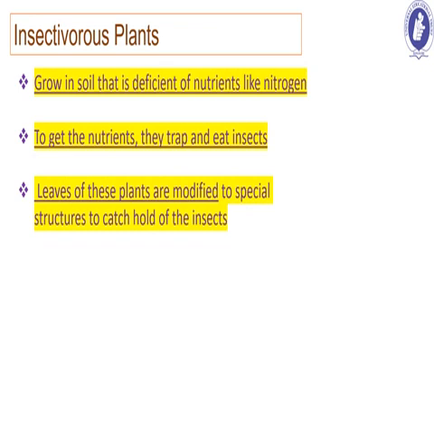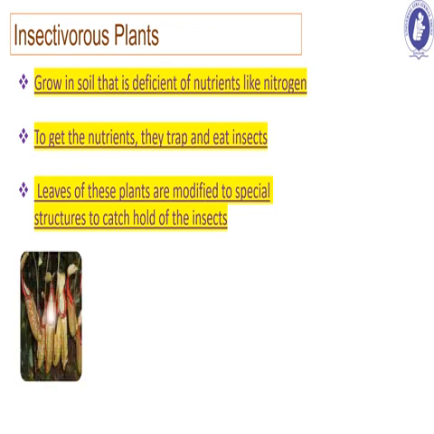The leaves of these plants are modified to special structures to catch hold of the insects. That means in each of the insectivorous plants, the leaves are modified or adapted to some special structures with the help of which they are able to catch the insects. Let us see some examples.